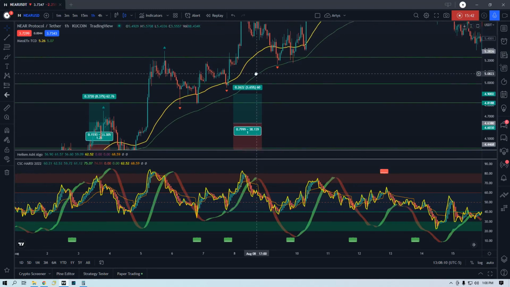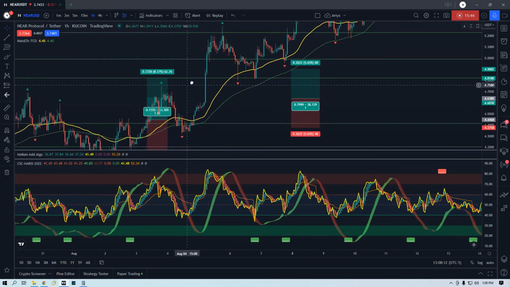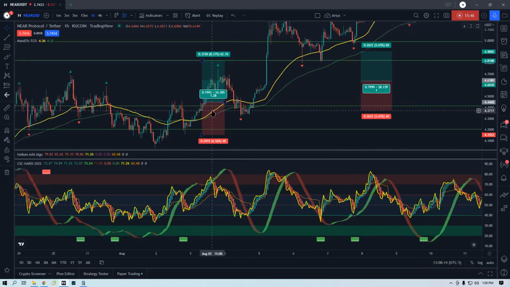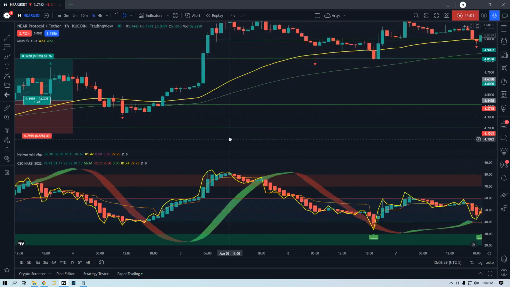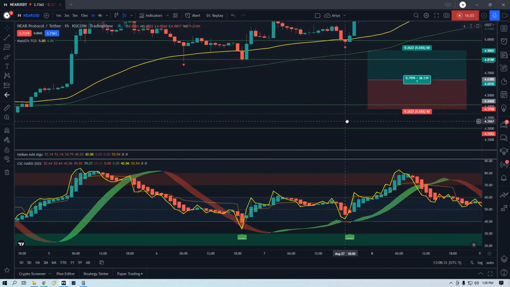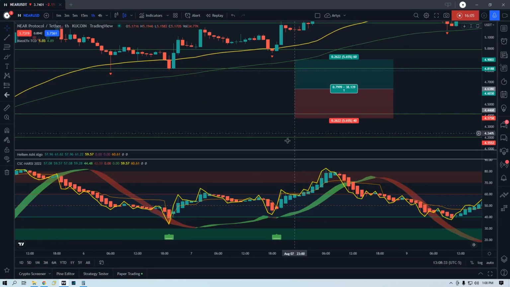You're gonna wait for a cross of the 50 and the moving average of your Heiken Ashi candle. And unfortunately, that doesn't happen here. Does that happen right here? Nope, it doesn't happen here. Here it is. It happens here. So you can see that the Heiken Ashi candle crosses above the 50 and above the moving average, and your RSI is above both, right? But your stochastic is still red.